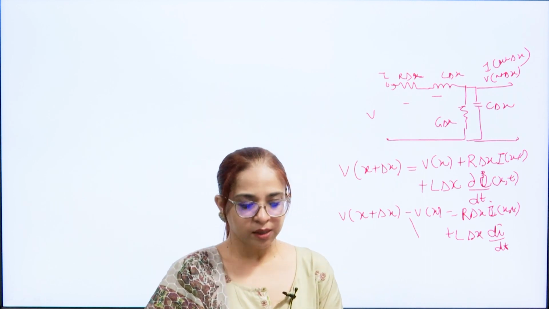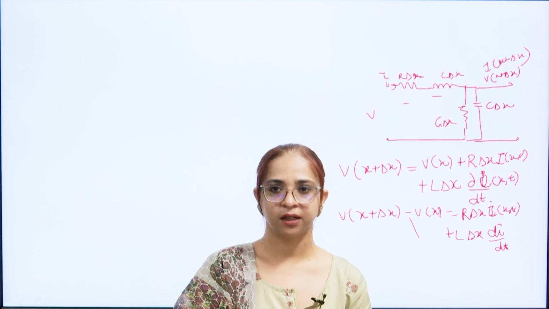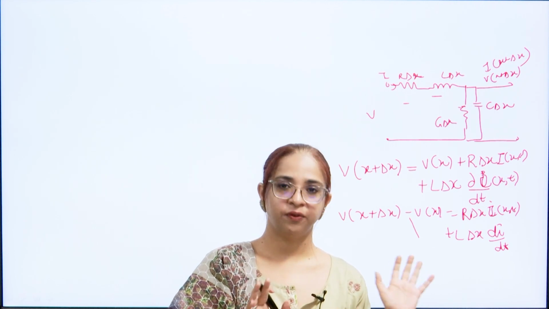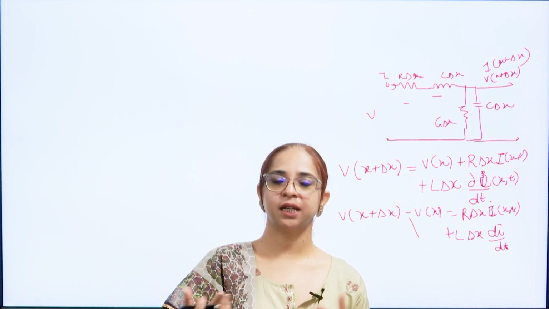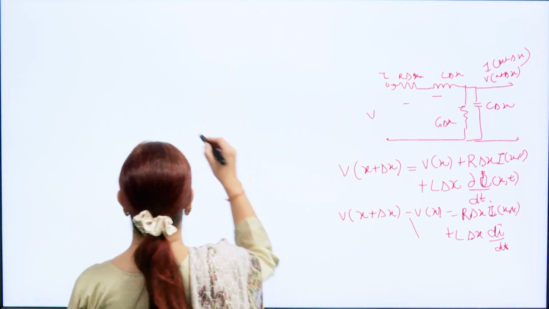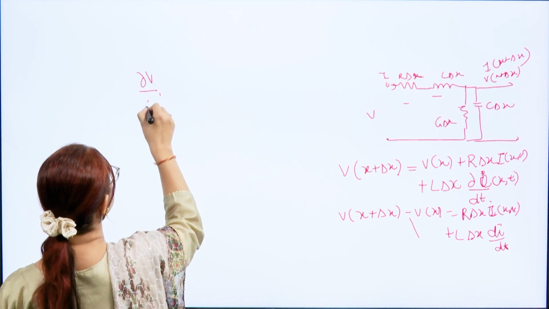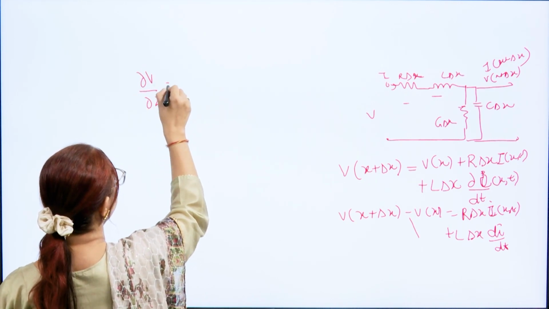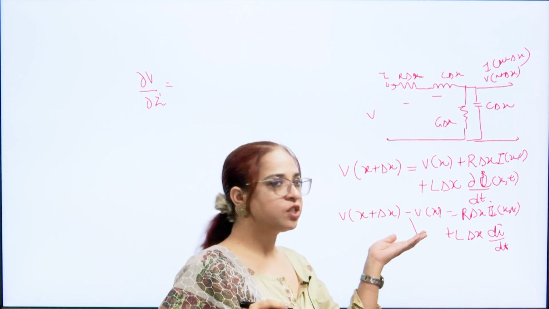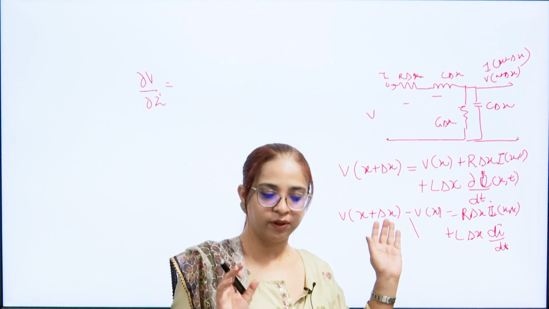ठीक है. Similarly, we can write the equations for the current using KCL, right? So, we have written the equations for voltages and current. What we will get to know is, we can write it as del V by del Z. What are we doing? Simply change in voltage को हम differentiate कर रहे हैं with respect to distance now. Del V by del Z.